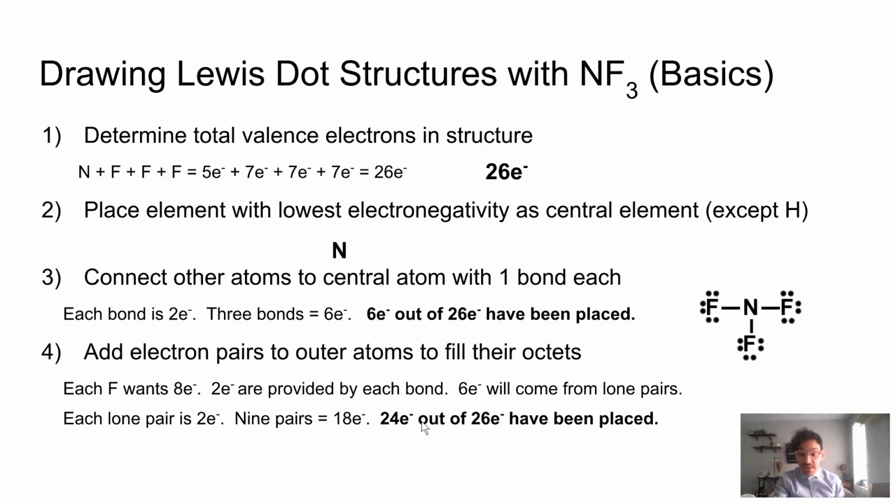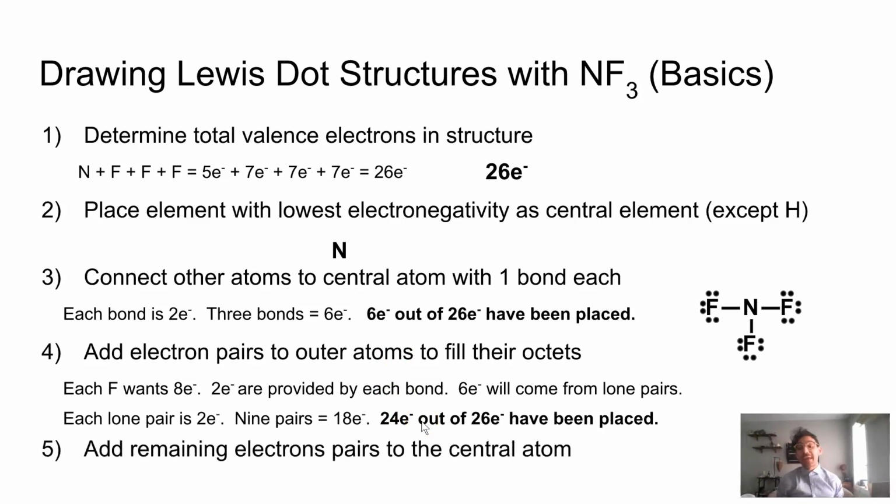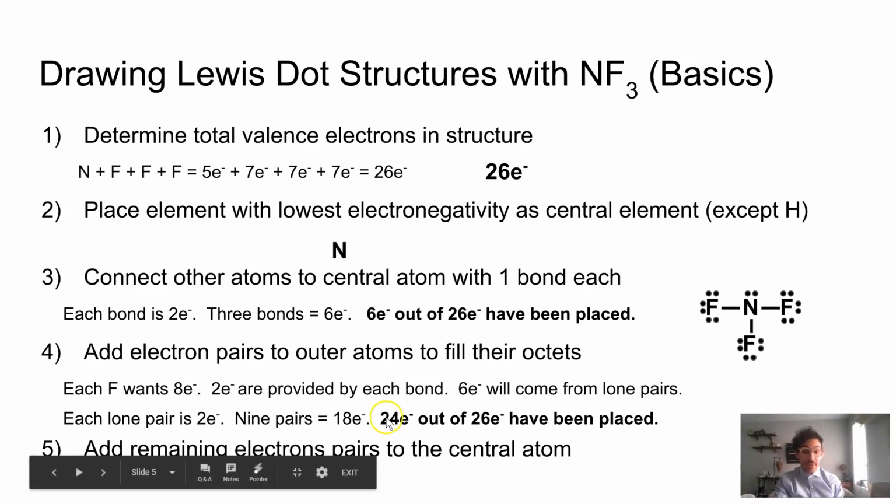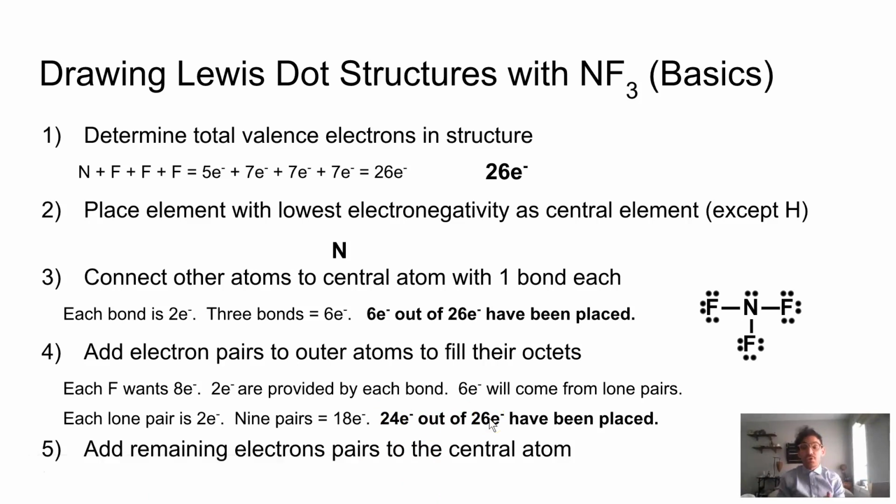Well, we still have 2 left. Last thing we're going to do is add our remaining electrons to that central atom. So I'll just pop the last 2 onto my nitrogen as a lone pair. Done. Nifty. And that would have used up, I was at 24, I've used 2 more, so I've used up 26 of my 26 electrons. So this structure looks good. Good to go. So that's the basic process.